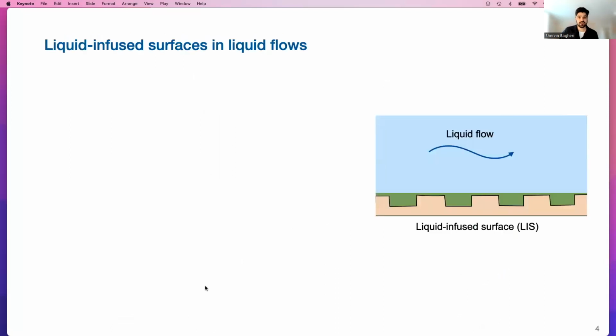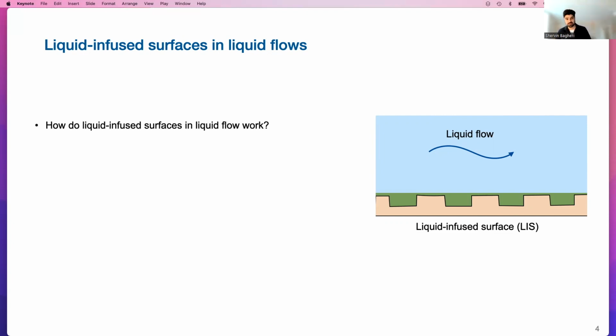So, liquid-infused surfaces and liquid flows. In particular, what we're going to focus on, and this is a little bit different from what the majority of previous work has focused on, is when we submerge this liquid-infused surface below water or a liquid that is flowing. This is different from having these surfaces in air and using them for repellent functionalities, for example for repelling water or ice or condensation. So this is more about looking into it from a fluid mechanics perspective.